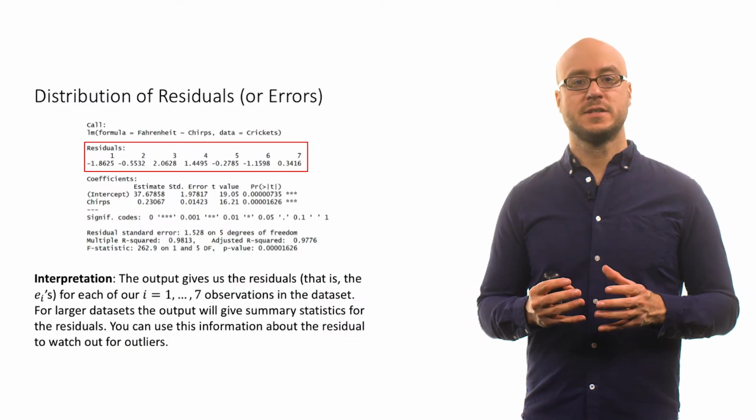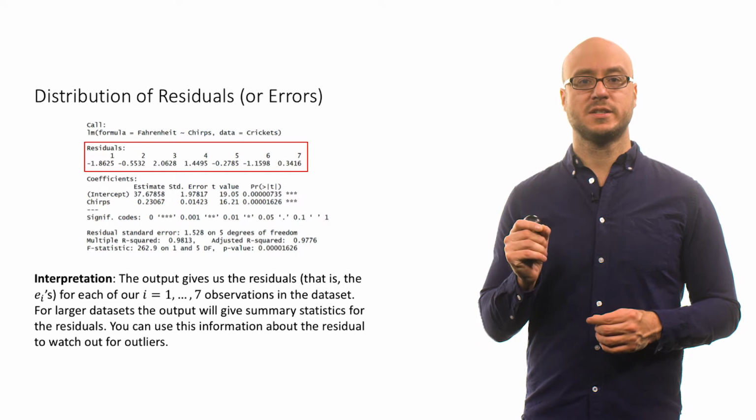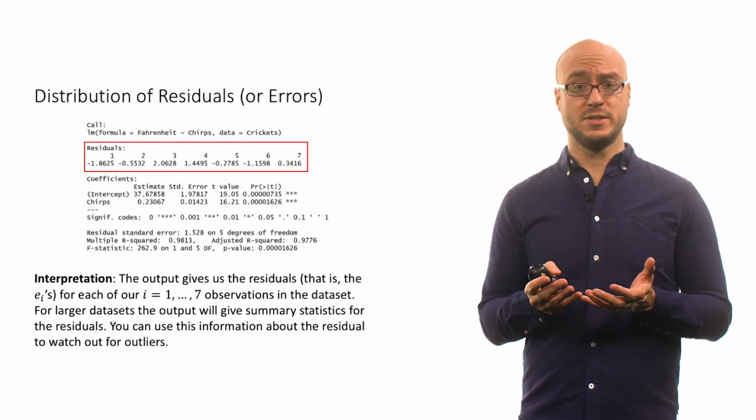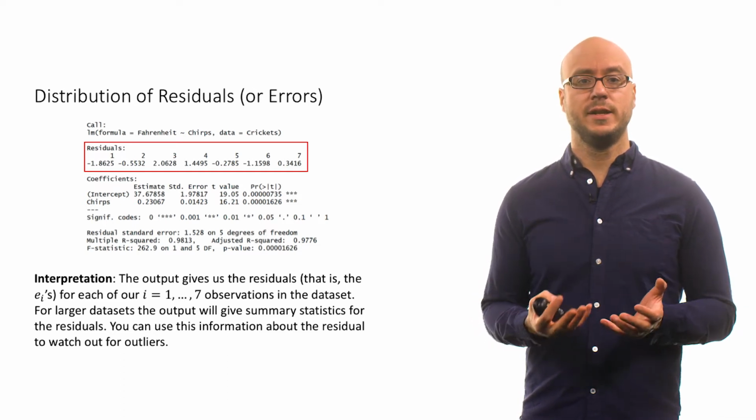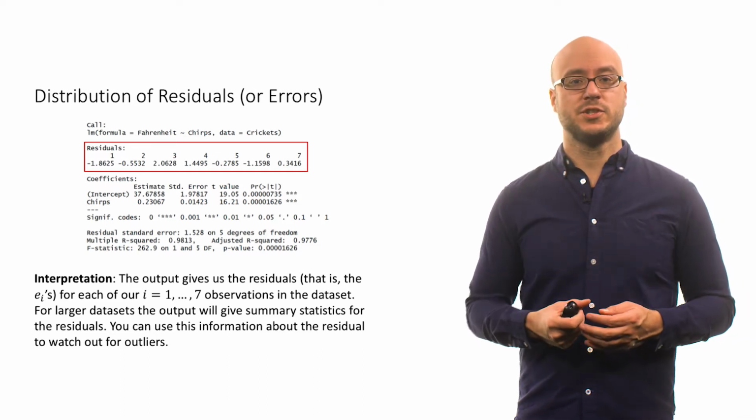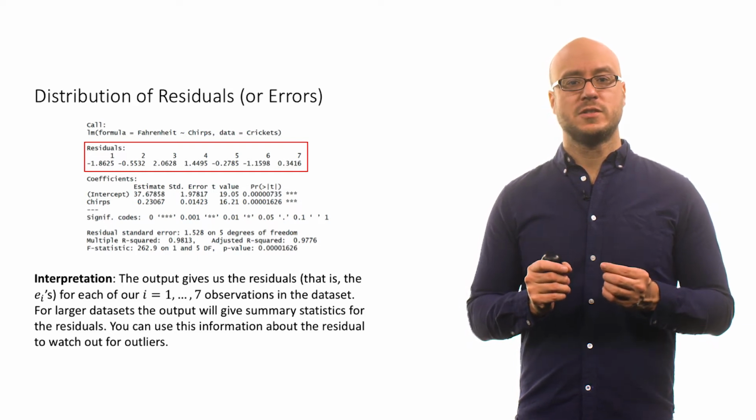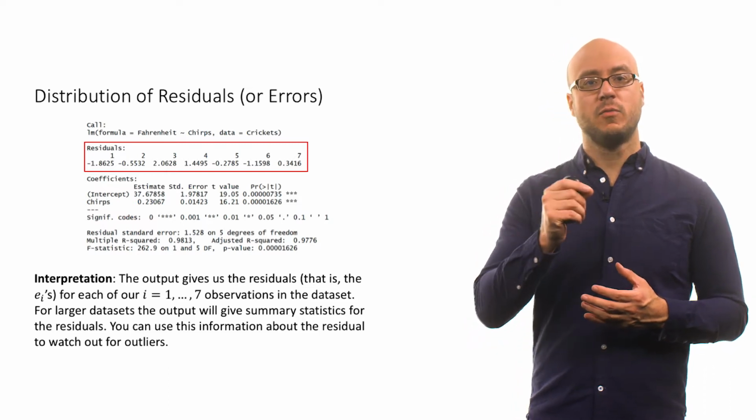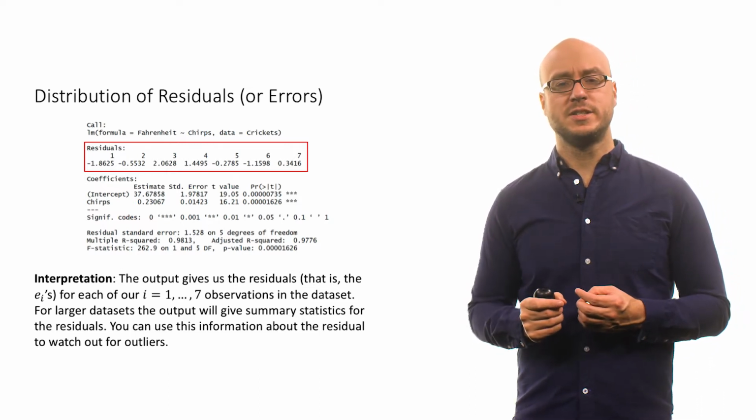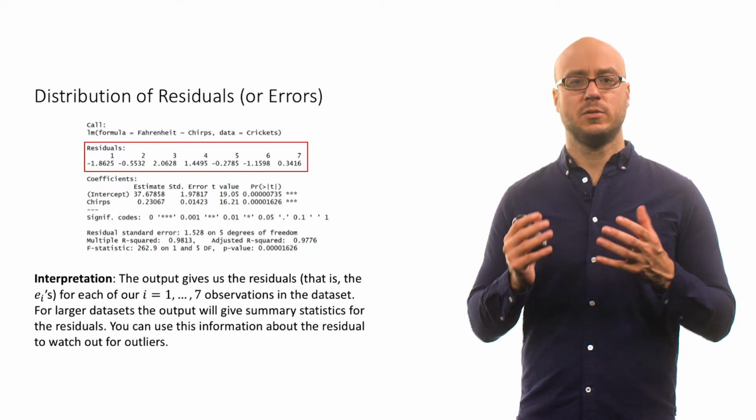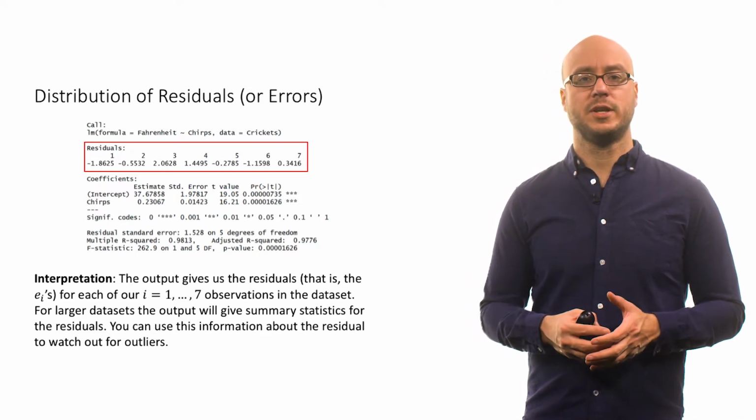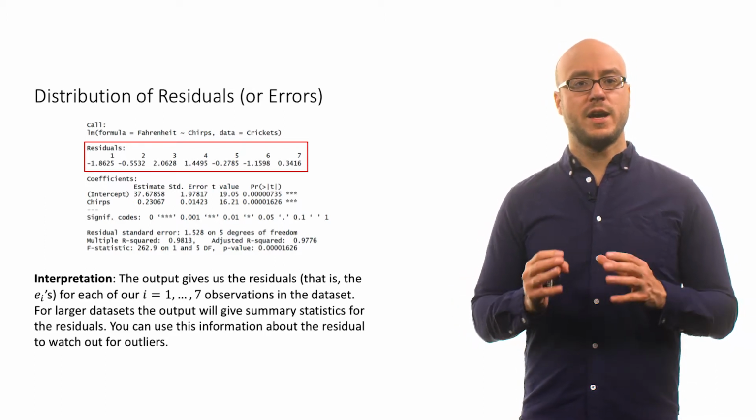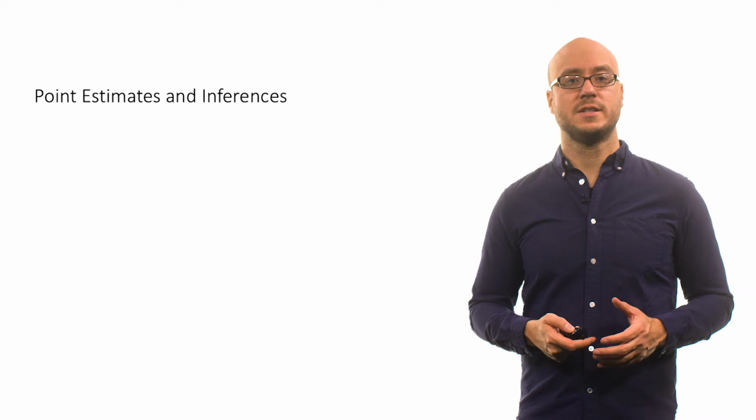For larger data sets, the output will give summary statistics of the residuals here. But since we only have a data set of 7 observations, rather than providing us with summary statistics, the statistical software conveniently gives us our entire set of residuals. Residuals are often useful because you can use this information to watch out for outliers. If one of these residuals is very large, we might consider refitting our regression model or trying to see if there's a coding error for that one particular observation. So it's a good idea to check our residuals. We'll talk more about that later. But for now, just keep in mind that's what the statistical software is telling us.